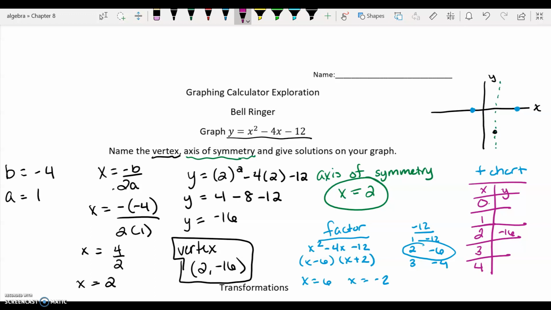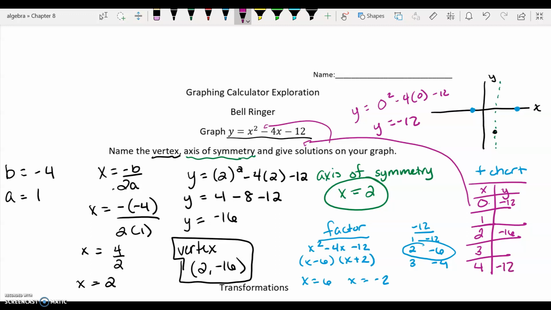So if I plug 0 into my equation, I should be able to get another value. So I end up getting -12, which is going to be the same as the 4. So (0, -12), I can plot that point. (4, -12). And look at that, you guys have the general shape of your parabola.